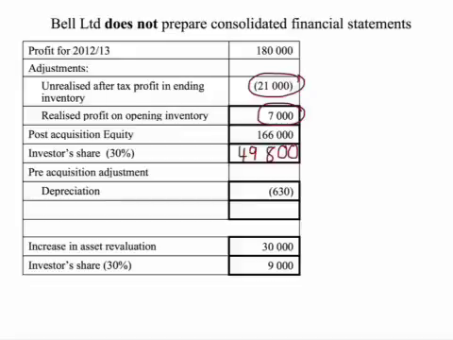To that share, we then have to make an annual adjustment for the depreciation that relates to pre-acquisition earnings, resulting from the revaluation of the depreciable assets on acquisition date, $630. So our share is $49,170. Then there is the increase in the asset revaluation of $30,000. It's a new equity item that was created this year by revaluing land, and our share of that increase in the asset revaluation is 30%, so that's $9,000.